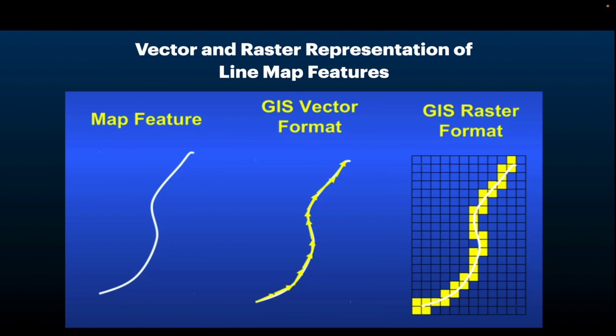Vector and raster representation of the line. This is the map feature, and the same can be represented by the GIS vector format, a line like we draw in Google Maps, and this is the GIS raster format, where the same information is captured using the image in the form of cells, pixels.